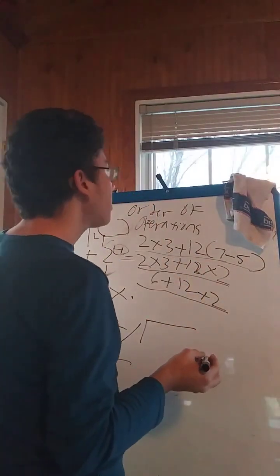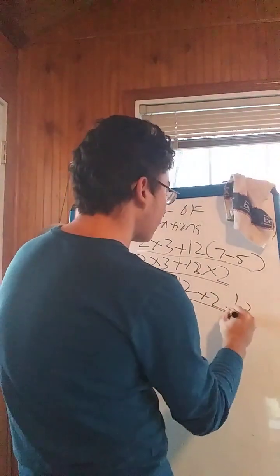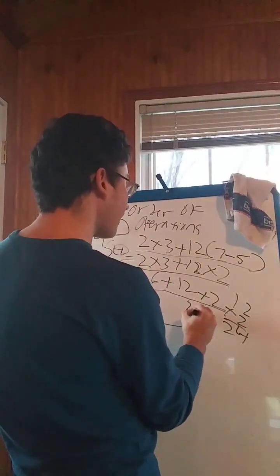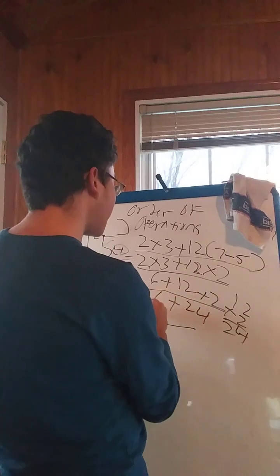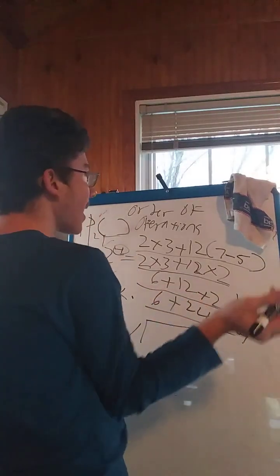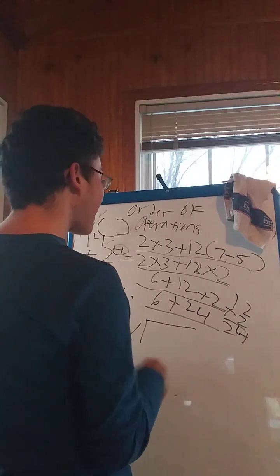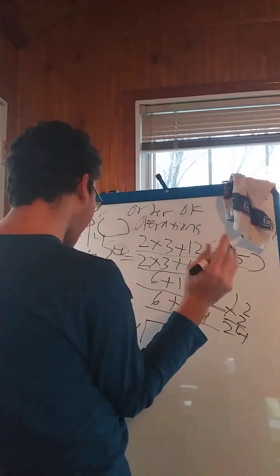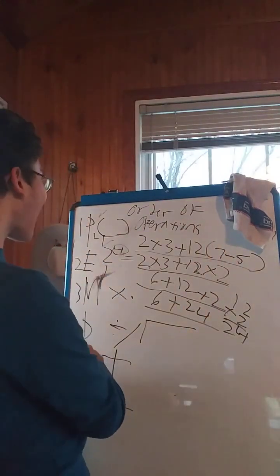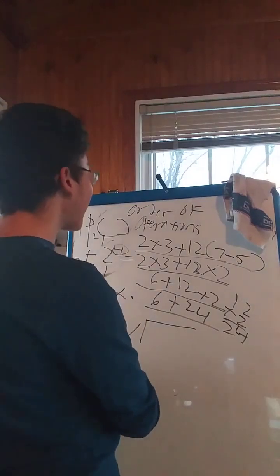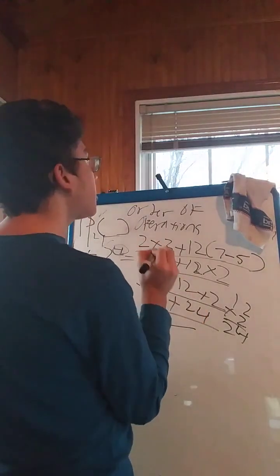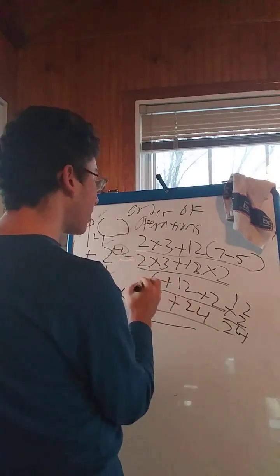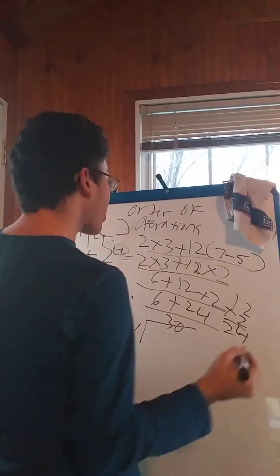So 12 times 2 would be 24. So 24, and then plus 6. So we still have the plus 6, and all we have left to do is the addition. So now we move on. There's no division or anything, so we move on to the A, which is going to be the addition. 24, 25, 26, 27, 28, 29, 30. So the answer would be 30.